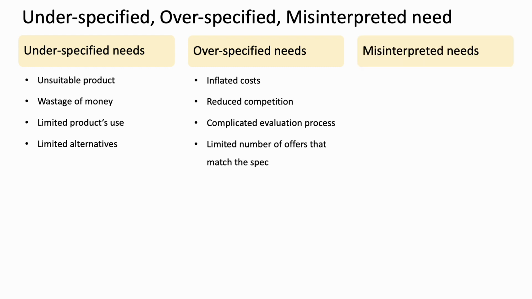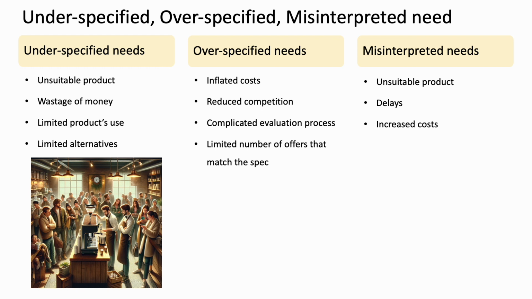Misinterpreted needs occur when there's a disconnect between the user's requirements and the spec writer's interpretation, or when suppliers misread these needs. The result can be an unsuitable purchase, as the final product or service doesn't meet user needs, delays as the product is tweaked to meet actual needs, and increased costs for modifications.